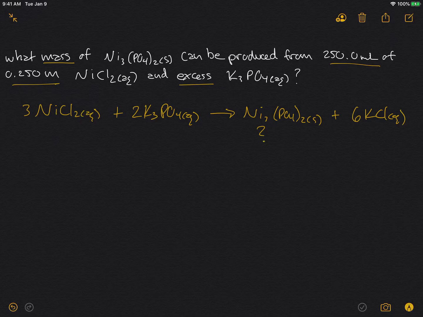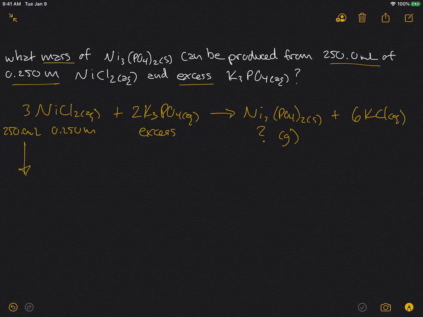What we want to know is how much nickel phosphate we can produce, and that is a solid precipitate. This is a precipitation reaction, or double displacement reaction, so that's got to be in grams. We've got excess potassium phosphate, and we're starting with 250 milliliters of 0.25 molar nickel chloride. So that's what we start with. We've got a volume and a molarity, so let's multiply those together.